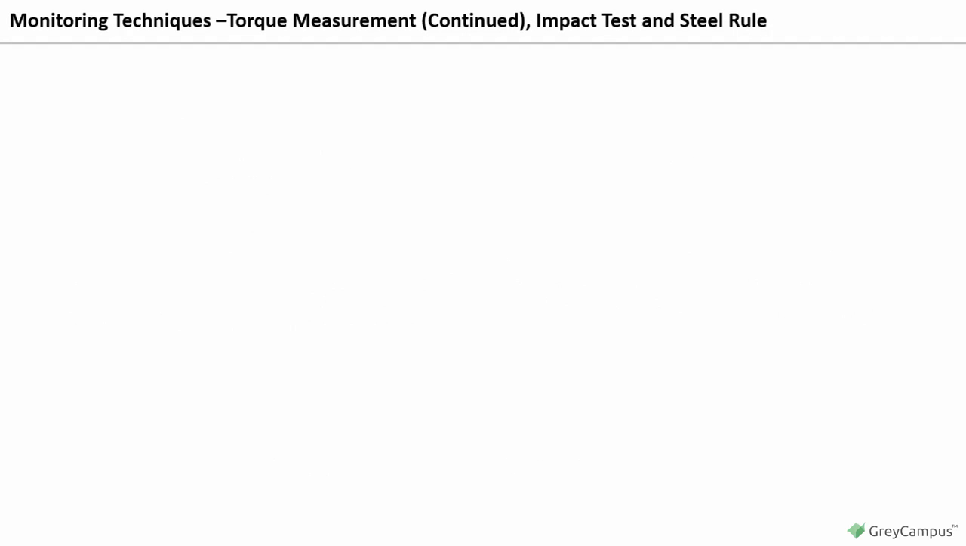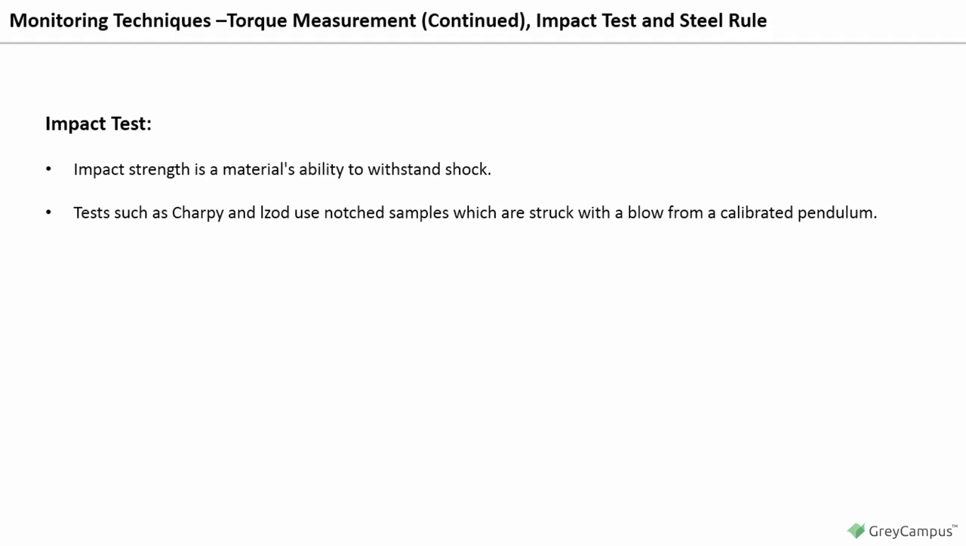Torque measurement, impact test, and steel rule. Impact test. Impact strength is a material's ability to withstand shock. Tests such as Charpy and Izod use notched samples which are struck with a blow from a calibrated pendulum. The major difference between the two is the way the bar is anchored and the speed at which the pendulum strikes the bar. The steel rule.